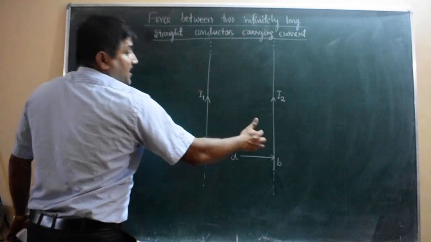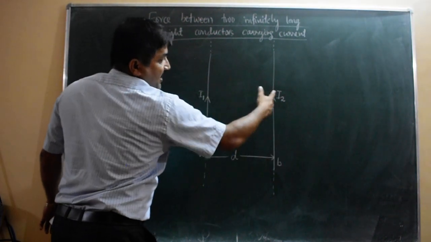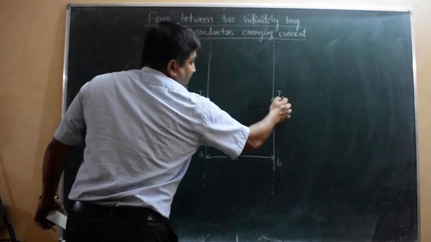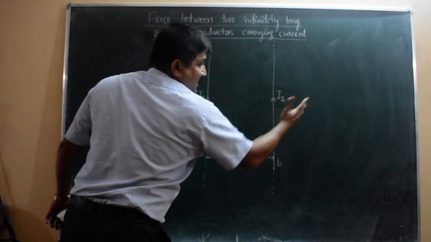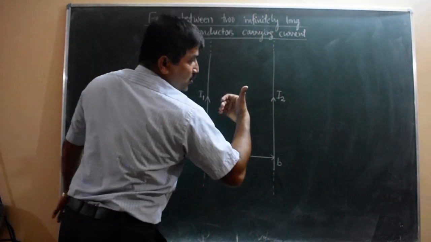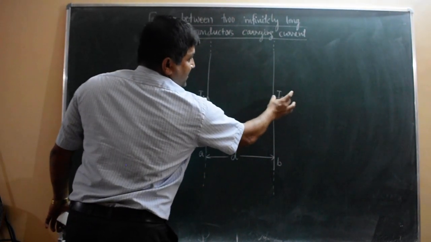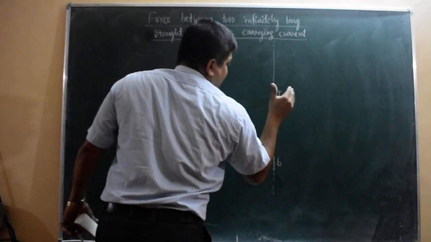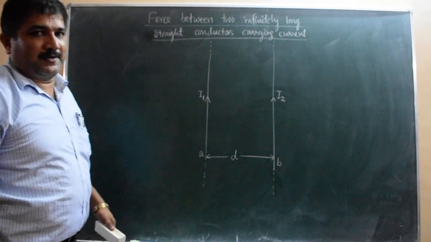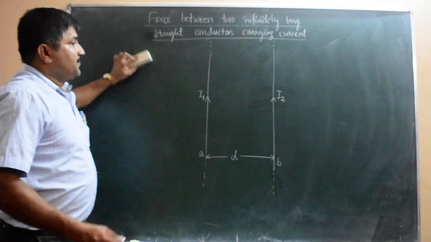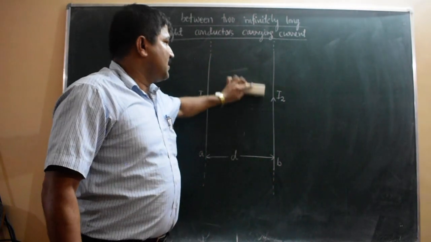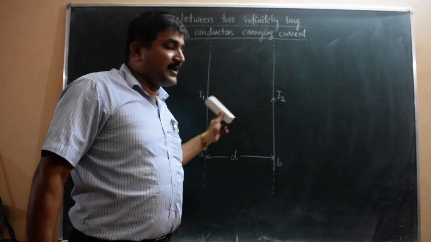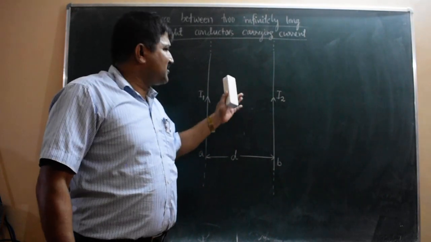And the current I2 flowing in the other conductor also produces a magnetic field in the surrounding region. So this current I2 produces a field outward on the left side of the conductor and inward on the right side. In this figure I am showing that. Now they exert a force on each other. They interact with each other. The currents are like, or in the same direction, so they attract each other.